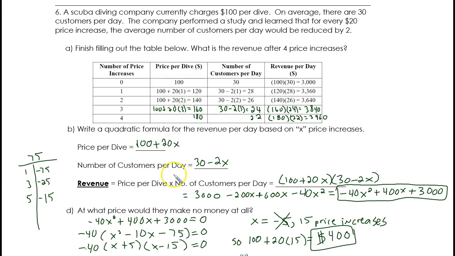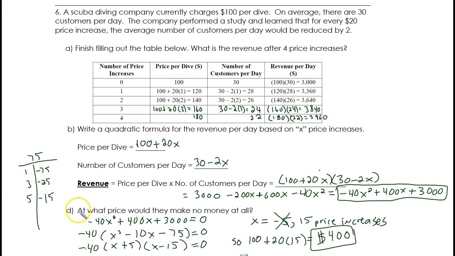Well, the second part here after filling out the table is to identify the formula that relates back to this situation by using x as the number of price increases instead of 1, 2, and 3. So you might have noticed that we had 100 plus 20 times the number of price increases. That's 100 plus 20x for the price per day. The number of customers is 30 customers minus 2 times the number of price increases, so 30 minus 2x. I had to multiply those two things together, FOILed them, and eventually ended up with negative 40x squared plus 400x plus 3,000. And this is the formula that relates the revenue that they make after a certain number of price increases as indicated by the variable x.